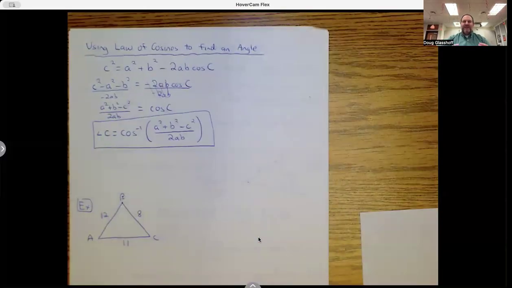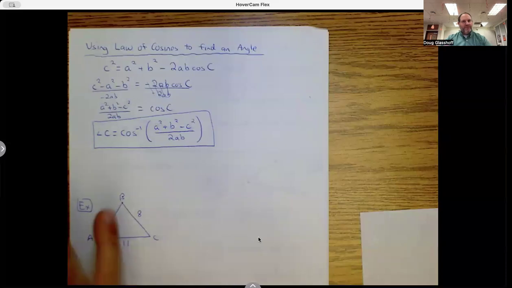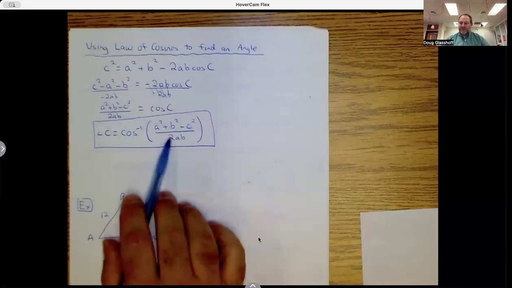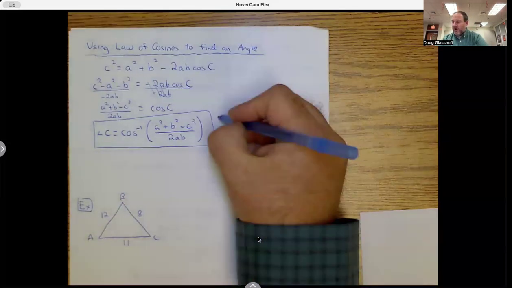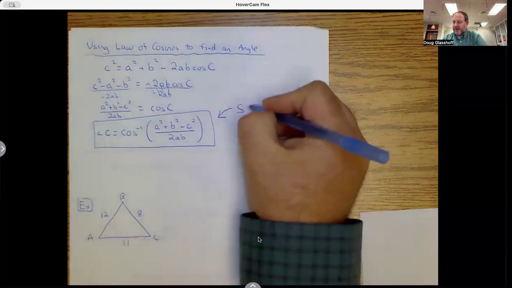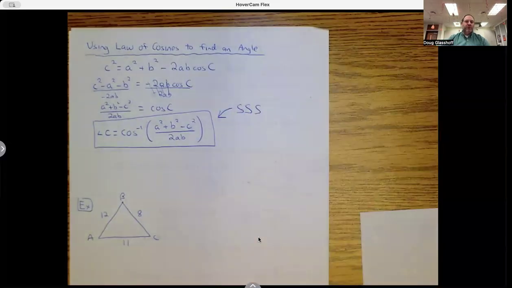And so that's the same formula. We just solved it for angle C. But this is a formula when you have all 3 sides, side, side, side. You can use this version of the law of cosines and you'll be able to find a missing angle.